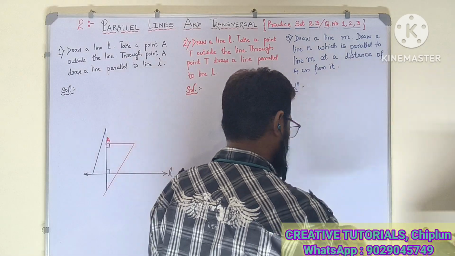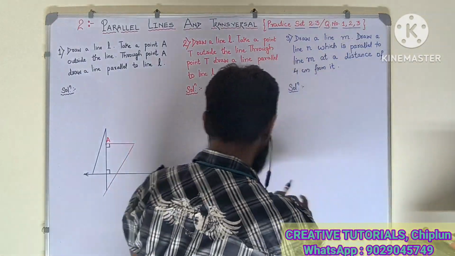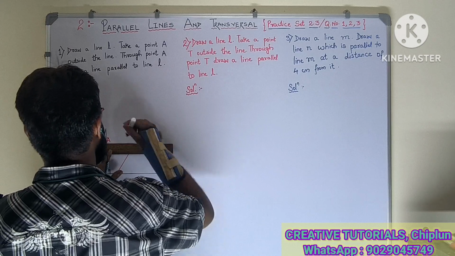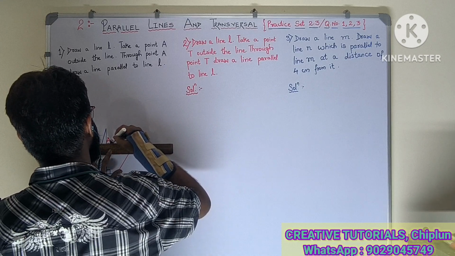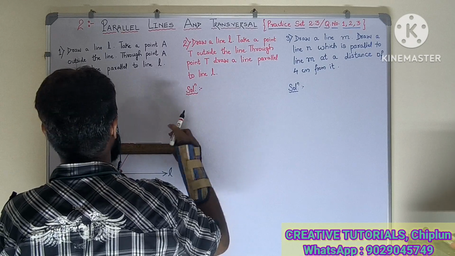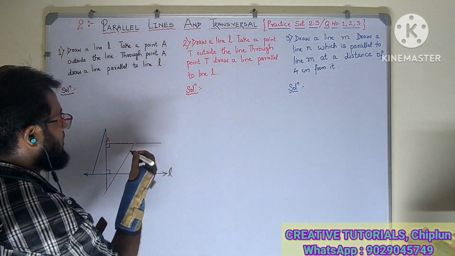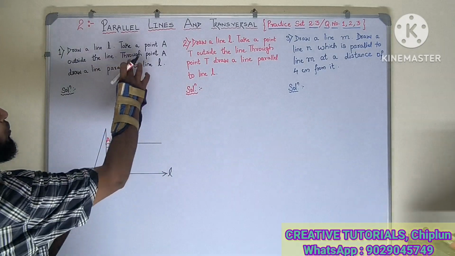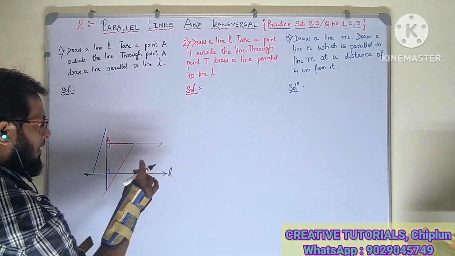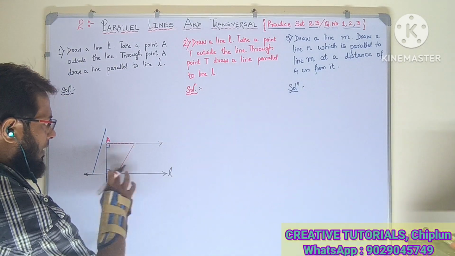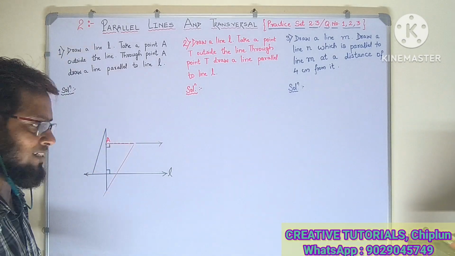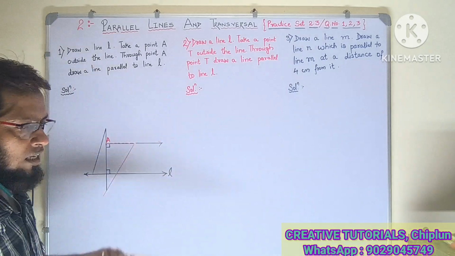Okay, so let me make use of black ink now. For example, this is that line which I have got. So I will say that this is that line. Okay, so this is that line. So they are telling me that through point A, draw a line parallel to L. So this is that line which is parallel to my line L. Okay, and this line will go along with this edge of my set square. And that's it. These two lines are parallel to each other.